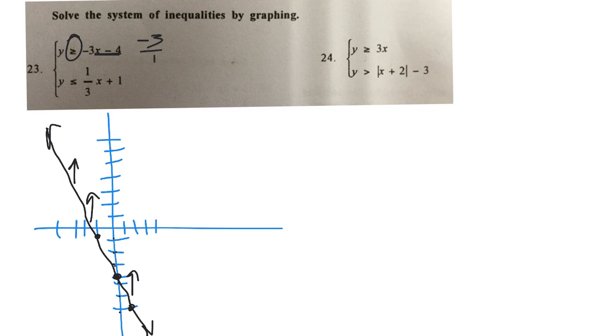The second equation starts at positive 1. I'll do that in a different color. Let's do that in red. Positive 1, and the slope is 1 over 3, which is up 1 over 3, down 1 over 3. Less than or equal to, so it's again solid. And less than is down. So where are the arrows pointing at each other? It's right in here, and that's your shaded area.